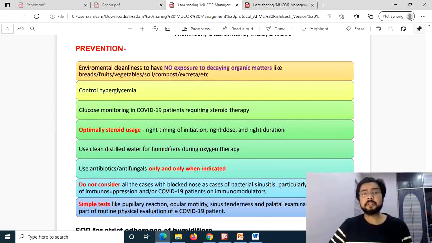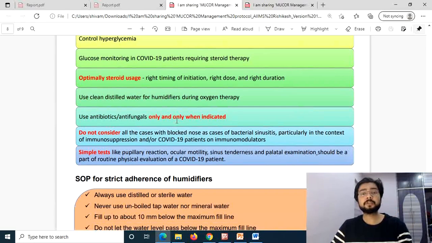So environmental cleanliness, that means no exposure to decaying organic materials like breads, fruit, vegetables, soil, compost, excreta. Control hyperglycemia, very important. Glucose monitoring in COVID-19 requiring steroid therapy. So basically those patients with steroid therapy, you have to monitor glucose, maintain it with insulin. That means control the hyperglycemia.